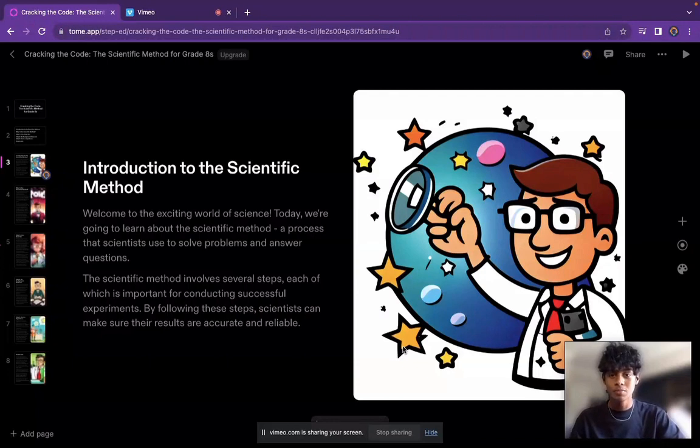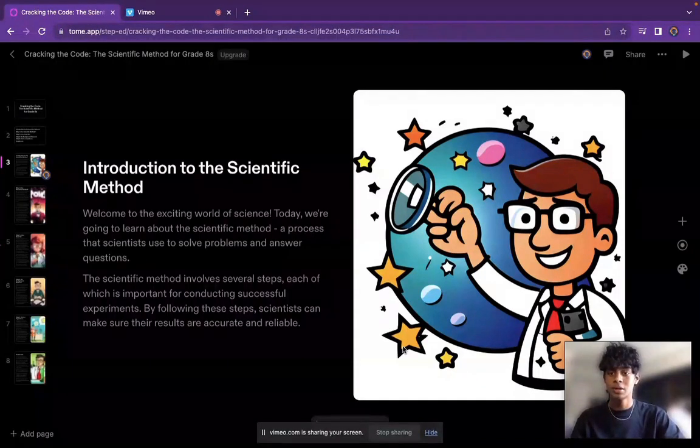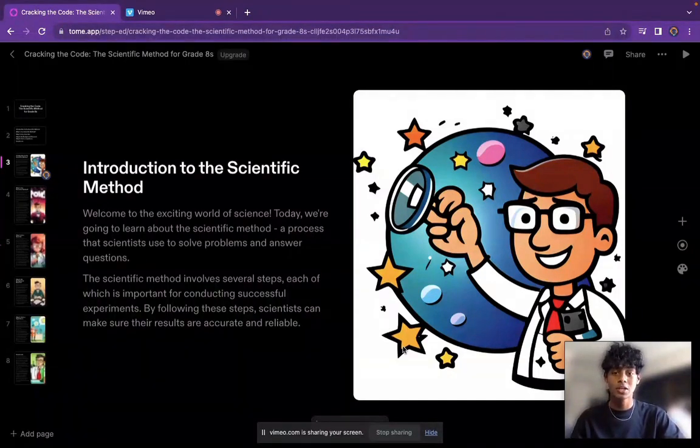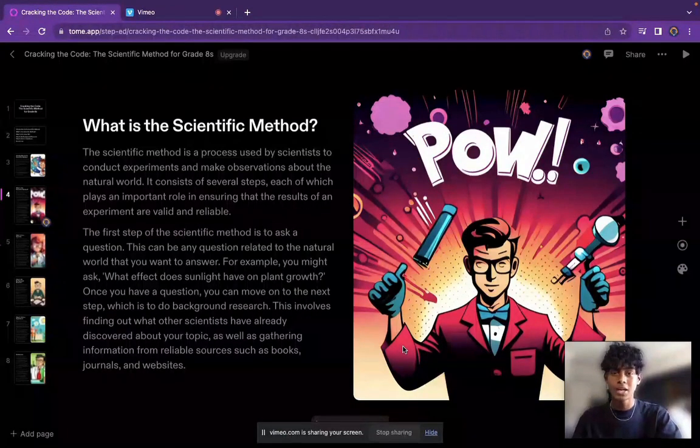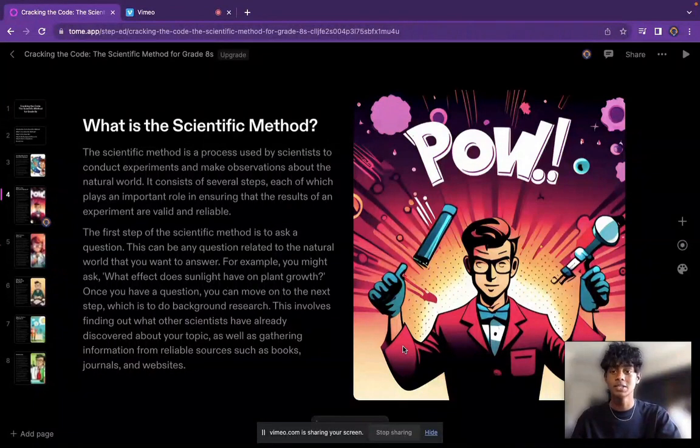The scientific method involves several steps, each of which is important for conducting successful experiments. By following these steps, scientists can make sure that their results are accurate and reliable. The scientific method is a process used by scientists to conduct experiments and make observations about the natural world.